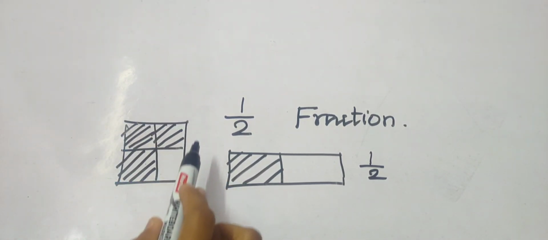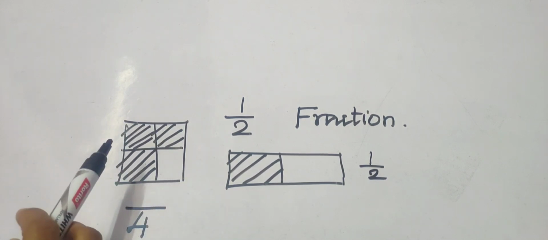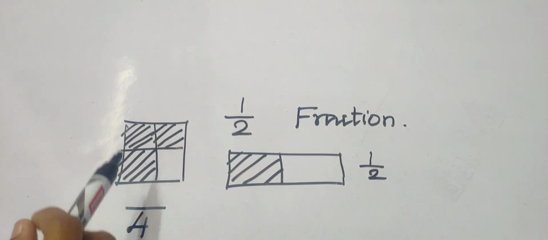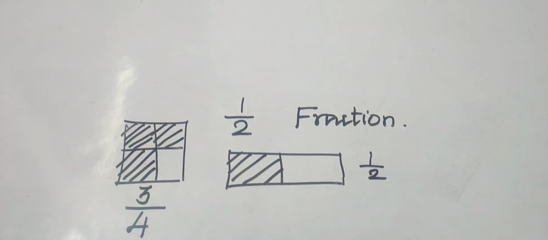So you have divided the bread into 4 equal parts, right? So we write that 4 in the denominator. How many pieces are you going to give to your friend? 3 parts you are going to give to your friend, right? So you should write that 3 in the numerator. Is it clear children? So this is called a fraction.